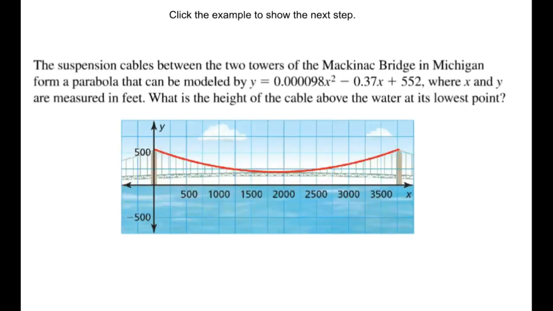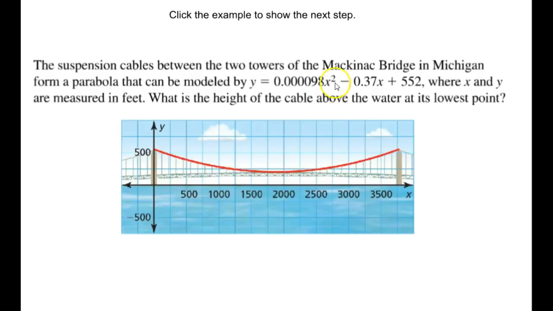So we can also use this in real life situations. The suspension cables between the two towers of the Mackinac Bridge in Michigan form a parabola. Remember, a parabola is the math word for the shape that this forms. That can be modeled by this equation, where x and y are measured in feet. What is the height of the cable above the water at its lowest point?